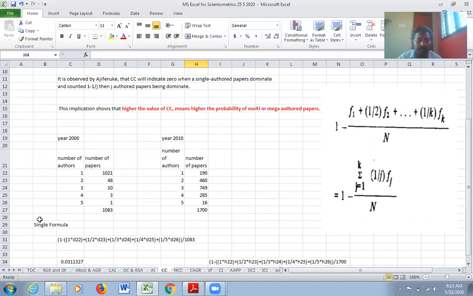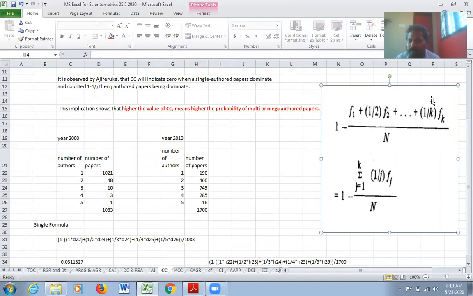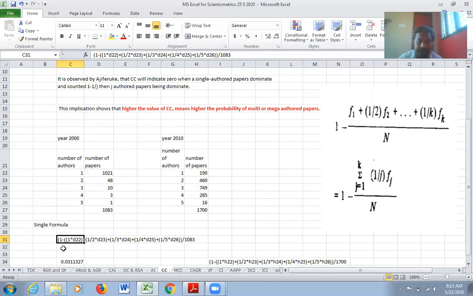It is a single formula. Let us not get confused with the mathematical formula and all. I just rewrote the entire formula in a simple manner. You can see here, the formula goes this way: 1 minus, please understand, 1 into D22. What is one? Single number of authors, 1. For author 1, that means if the papers are contributed by single authors, we give full weightage to them. So 1 into D22 means the number of papers, 102.